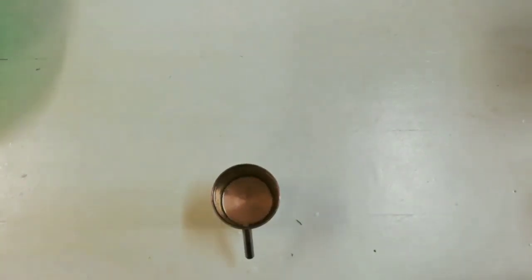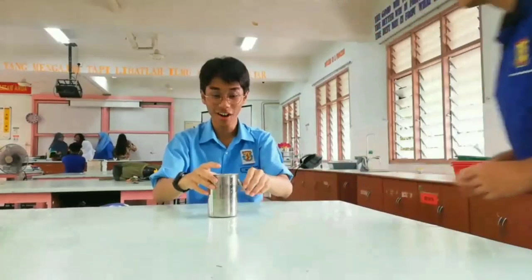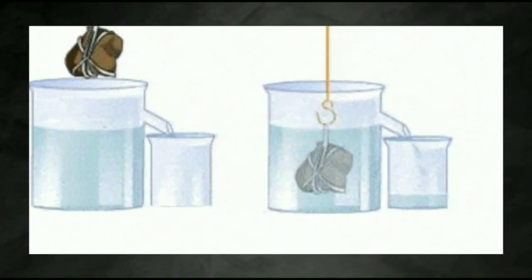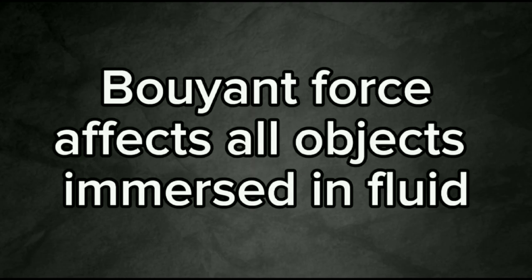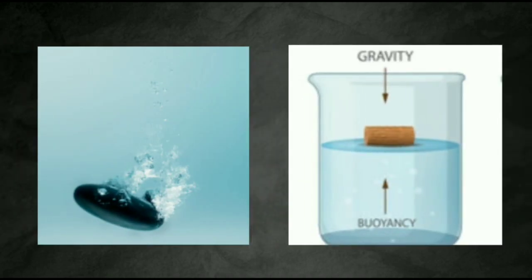Here, we have a Eureka can with water, some plasticine, and a beaker. A Eureka can is a can with an open shaft attached to it, and it allows us to measure the weight of the fluid displaced, which means that we can find the buoyant force acted on the object. It is important to note that buoyant force affects all objects immersed in fluid, regardless if it sinks or floats.